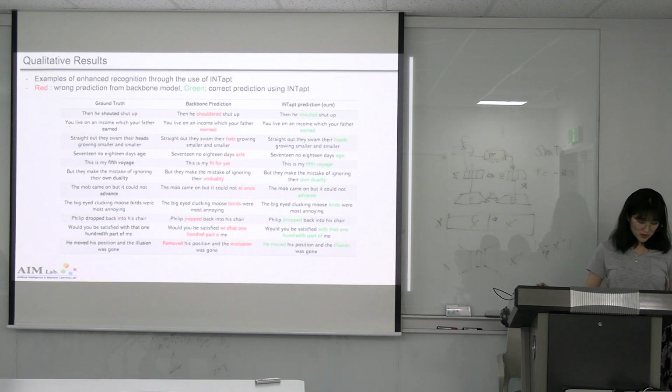And the following is an example of improved speech recognition. So this is the ground truth transcript, and the next case is where the backbone does not make a proper prediction, and the next one is when the prediction is corrected by INTapt. So for example, the ground truth is 'shouted', the backbone predicts 'shoulder', and INTapt correctly predicts 'shouted'.